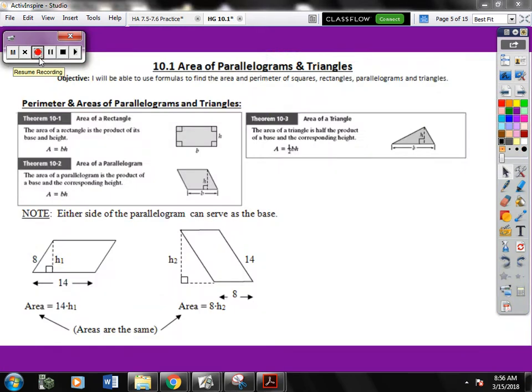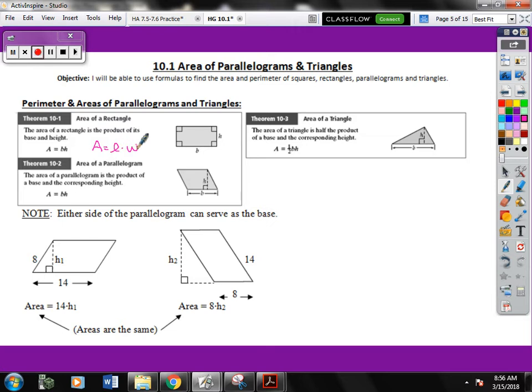So today what we're looking at are the perimeter and area of parallelograms and triangles. We've actually already done squares and rectangles in chapter 1, but some of those will show up again from that section. So we have two new formulas. Well, this one is not new. Area of a rectangle, base times height. Some of you also use length times width.